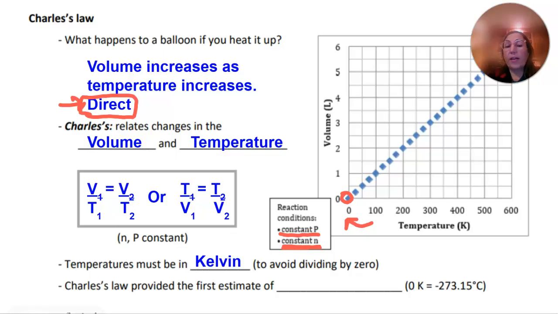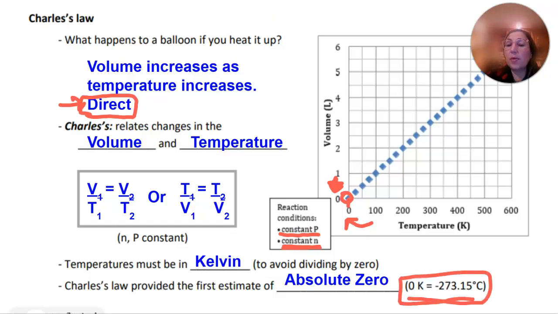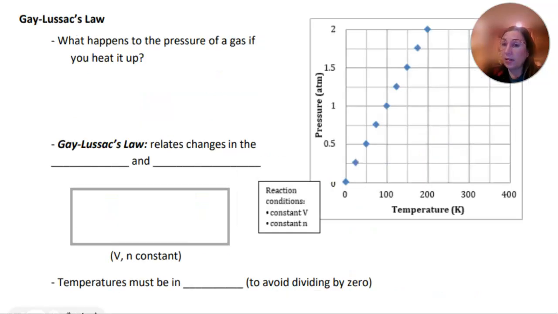Charles' law really provided the first estimate of what absolute zero might be, what temperature that might occur at, because it allowed us to extrapolate all the way down to 0 volume. So where a sample was going to have 0 gas volume, to figure out, well, what temperature might that occur at? What temperature might the sample have an estimated 0 volume? And that gave us our first estimate of absolute zero of negative 273.15 Celsius. So kind of cool that we can do that with Charles' law.